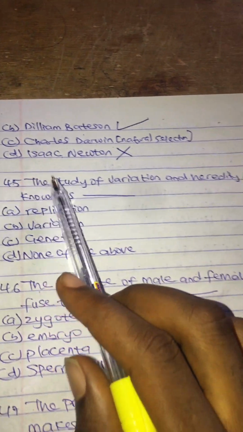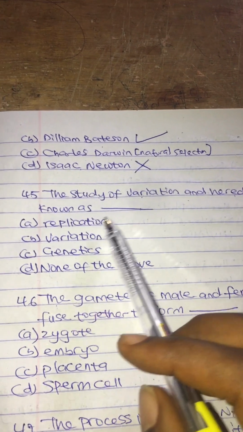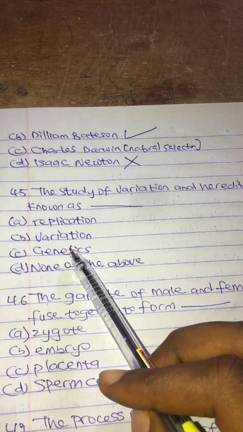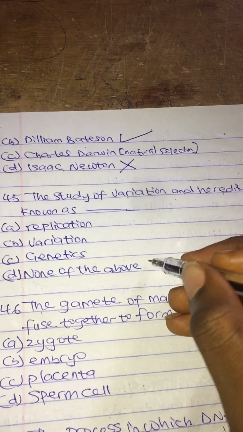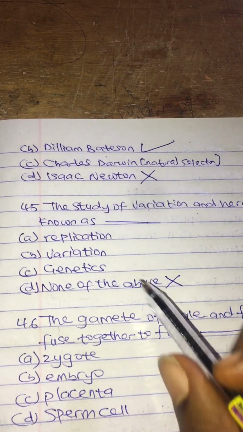Question 45. The study of variation and heredity is known as dash. A, replication. B, variation. C, genetics. And none of the above is out because the answer is C. Genetics is the correct answer.